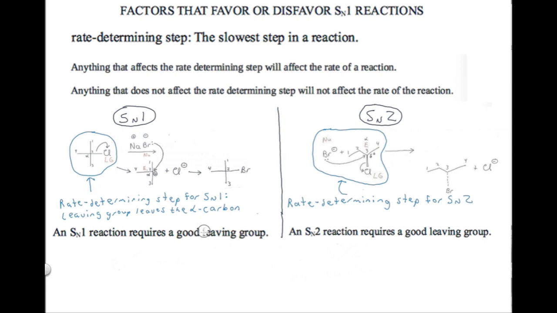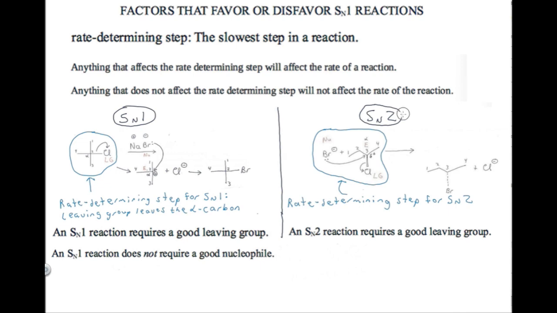So nucleophile quality does not affect the rate of an SN1 reaction, and therefore an SN1 reaction does not require a good nucleophile. An SN1 reaction does not require a good nucleophile because the nucleophile doesn't participate in the rate-determining step for SN1. In an SN1 reaction, the nucleophile participates in the second step, which occurs after the rate-determining step is already finished.